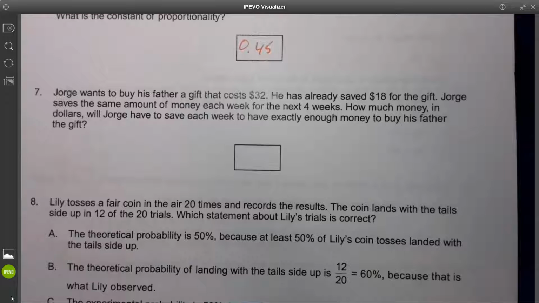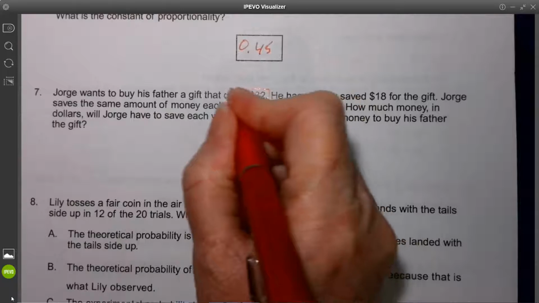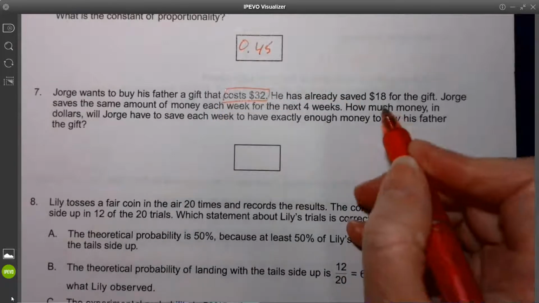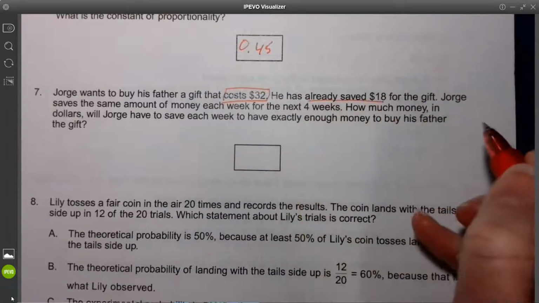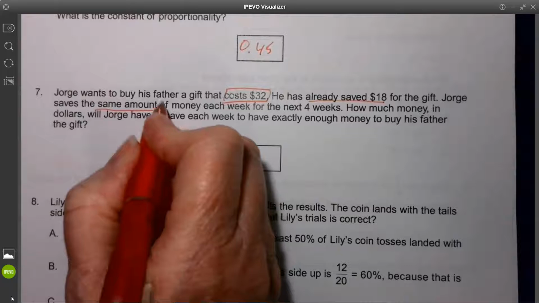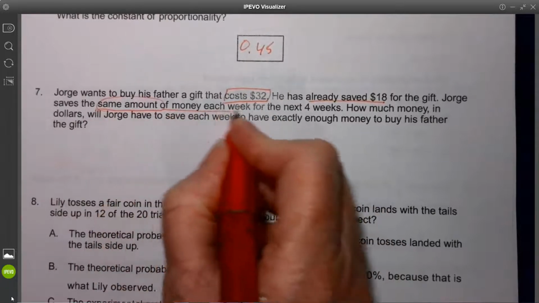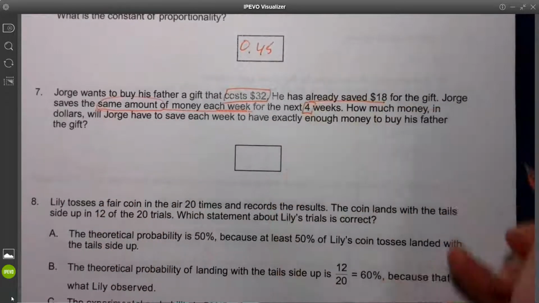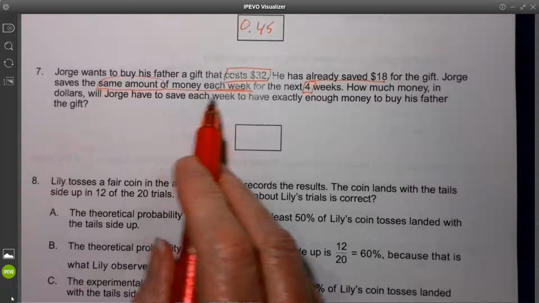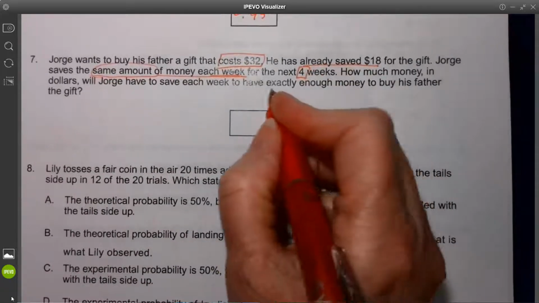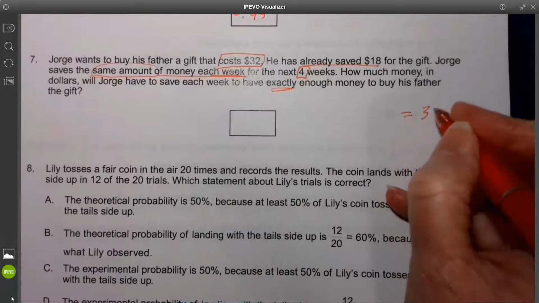Now this one should sound familiar too, because when we were doing word problems with inequalities, we were talking about this all the time. But this time, it's going to be an equation. It costs $32. He already has 18, saves the same amount of money each week for 4 weeks. How much money in dollars will Jorge have to save to get exactly? So that means it's going to be equal to 32.